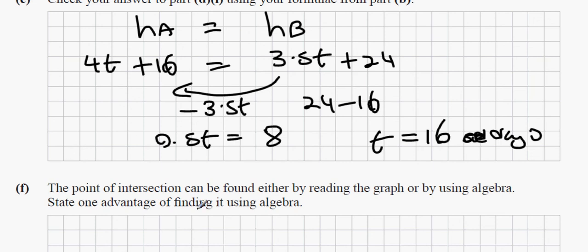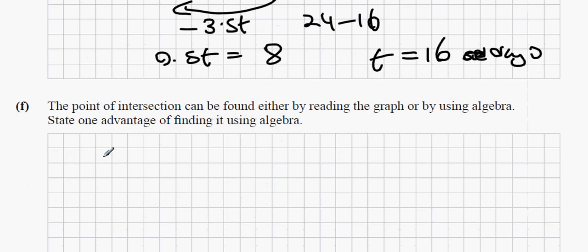The point of intersection can be found either by reading a graph or using algebra. State one advantage of finding it with algebra. Algebra is more accurate. Algebra is more accurate than the graph.